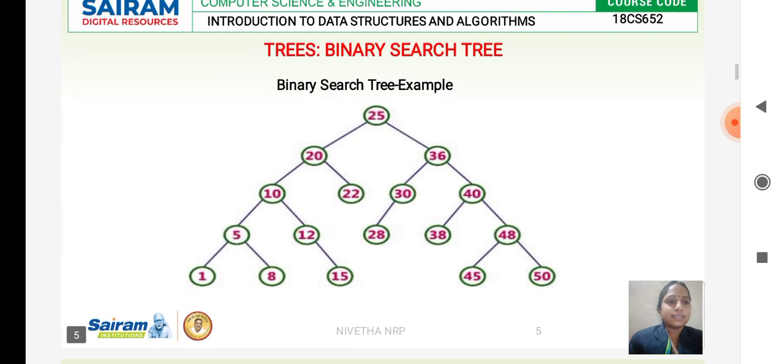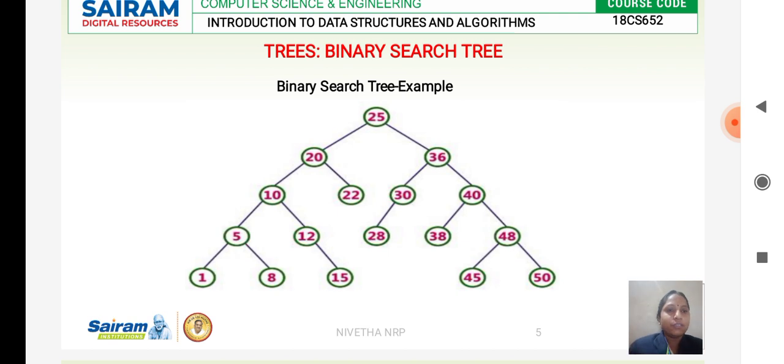Here is an example for a binary search tree. When you consider the root node 25, its left child is 20. Again, 20 is less than 25. The left child of 20 is 10, again less than 20. The left child of 10 is 5, again less than 10. The left child of 5 is 1, which is less than 5.